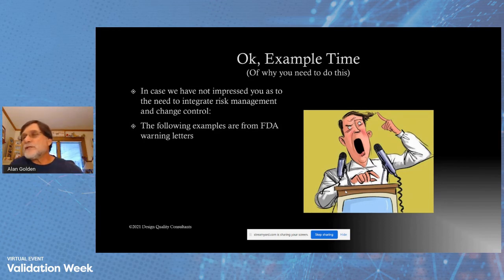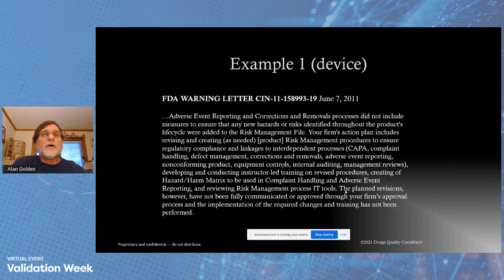And I'm not going to read these to you word for word necessarily. Okay, so this was from June 7th of 2011. Adverse event reporting and corrections, and this is a device example. The removals process did not include measures to ensure that any new hazards or risks identified through the product's life cycle were added to the risk management file. So they basically reported corrections and removals and didn't update the risk management file.